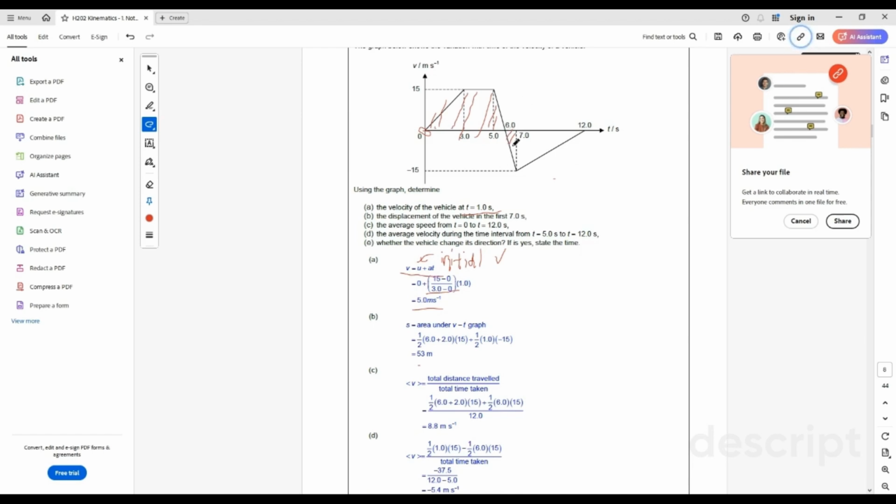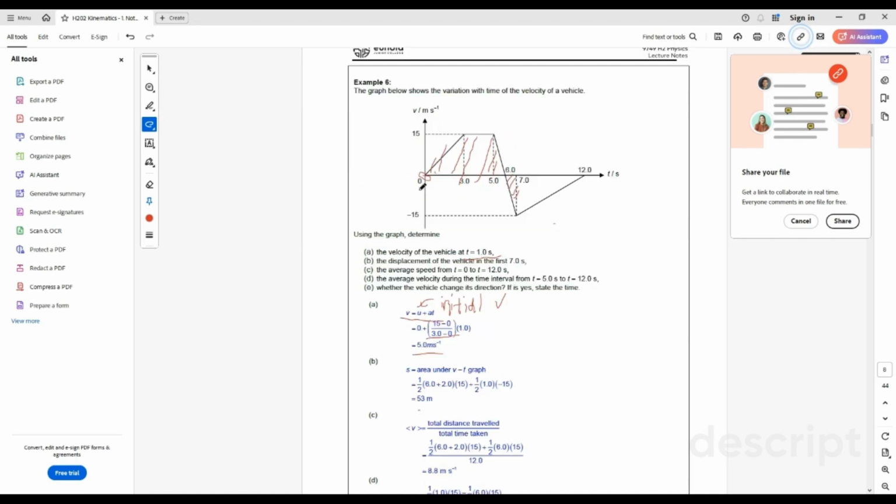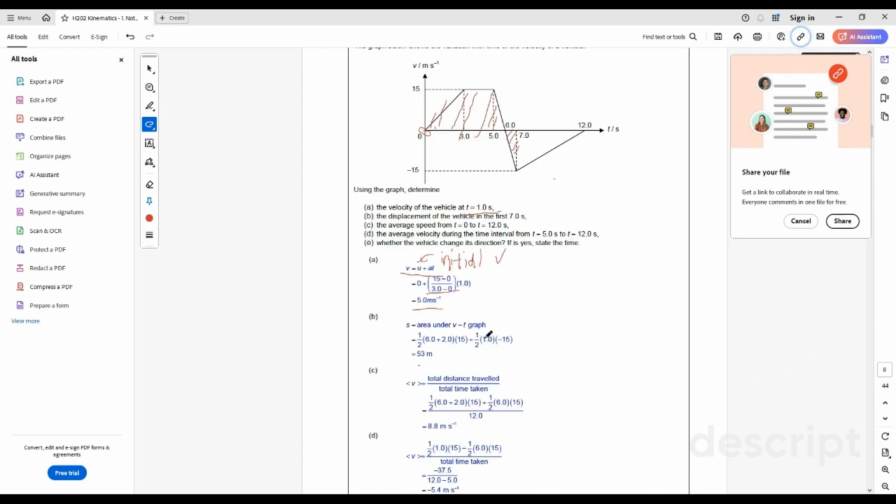Because from 0 to 6 seconds, the vehicle is actually traveling in the positive direction. Then later on, it travels in the negative direction, returning to the starting point. So we want to find the area of the trapezium, and then subtract the triangle in order to get 53 meters per second. So next, how do we find the average speed?